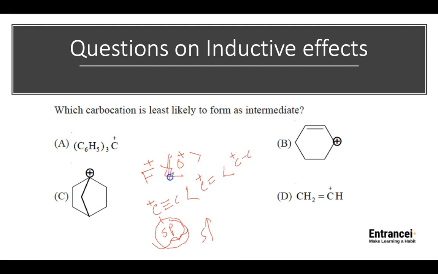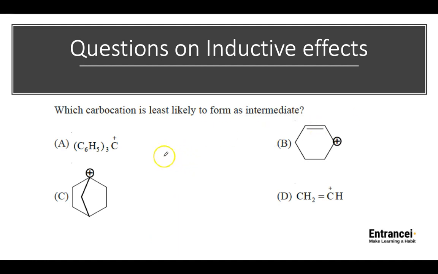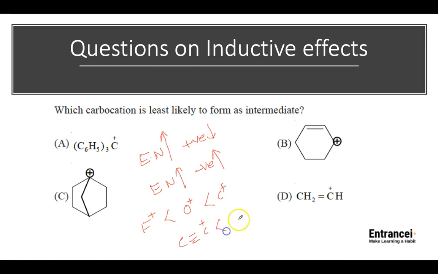O plus is more stable than C plus because I have already explained: electronegativity higher, positive charge stability lower. I am again writing this: electronegativity higher, positive charge stability lower. Again, electronegativity higher, negative charge stability higher. Because of this reason, F plus is less stable than O plus, then C plus. And in case of triple bond, sp hybridized is less stable as compared to double bond, as compared to single bond. So for positive charge, but if I give negative charge, the order must be reversed.